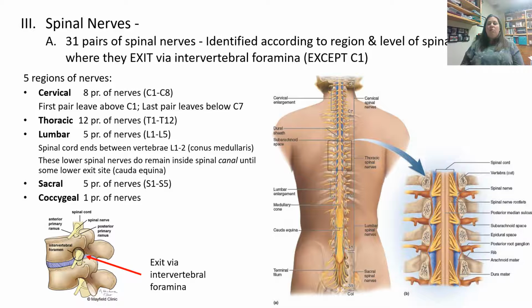Now remember, the spinal cord does end about L1, L2, so when we talk about the rest of the lumbar, sacral, and coccygeal, they are going to travel down that cauda equina area. The sacral, there are 5 pairs, so there's S1 to S5, and the coccygeal, there is 1 pair.